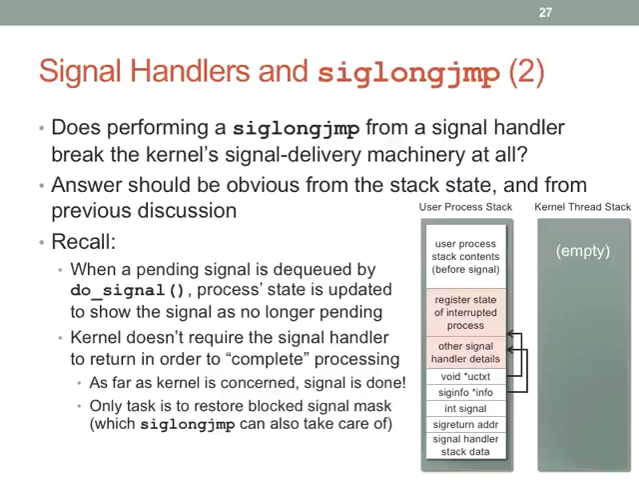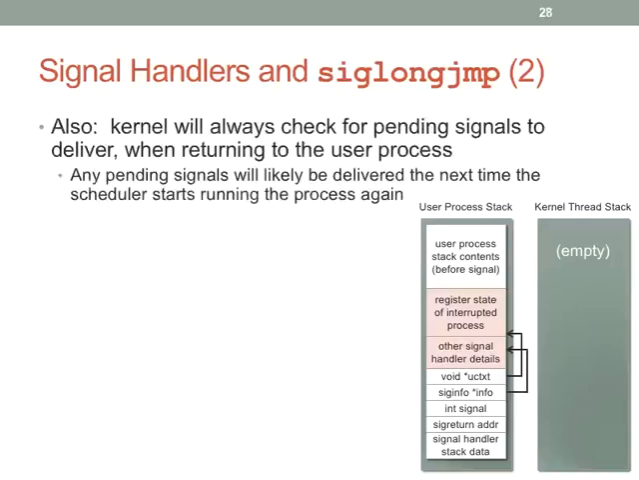So yeah, like I say here, the kernel doesn't require the signal handler to return in order to complete the processing. The signal delivery is finished when it jumps to the user process's signal handler. Okay? The only real reason why it goes back is to restore the interrupted process's context and do a few other things. Okay? So sig long jump can take care of these things for us.